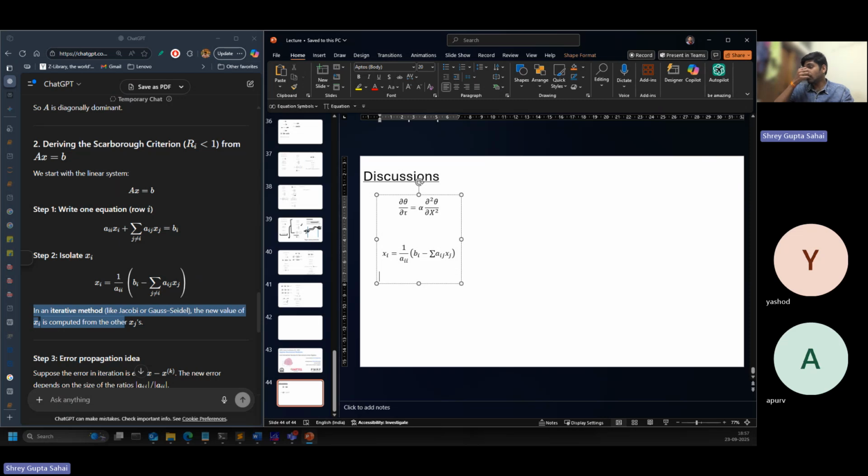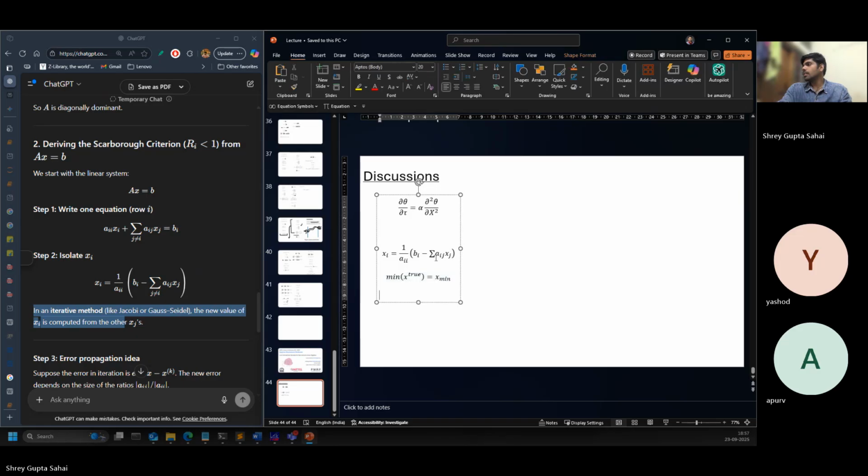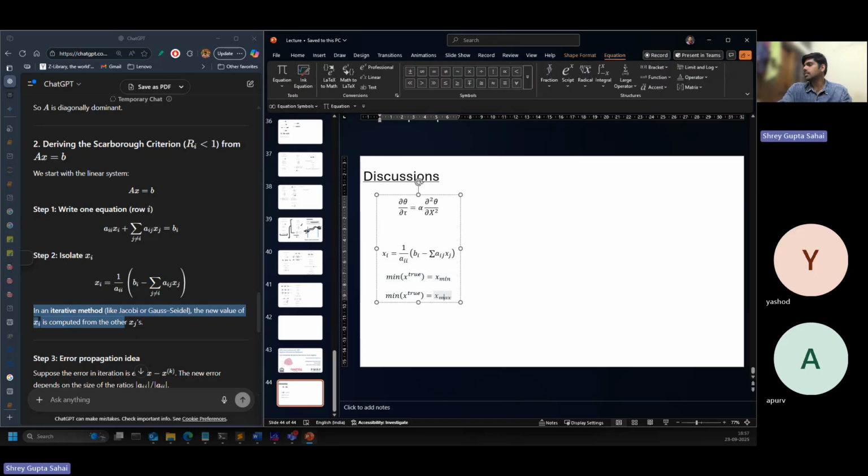So maybe I can use a similar idea to what the positive coefficient criteria used. Suppose your true solution has a minima and maxima in x. Suppose x true min is x min, and similarly max.